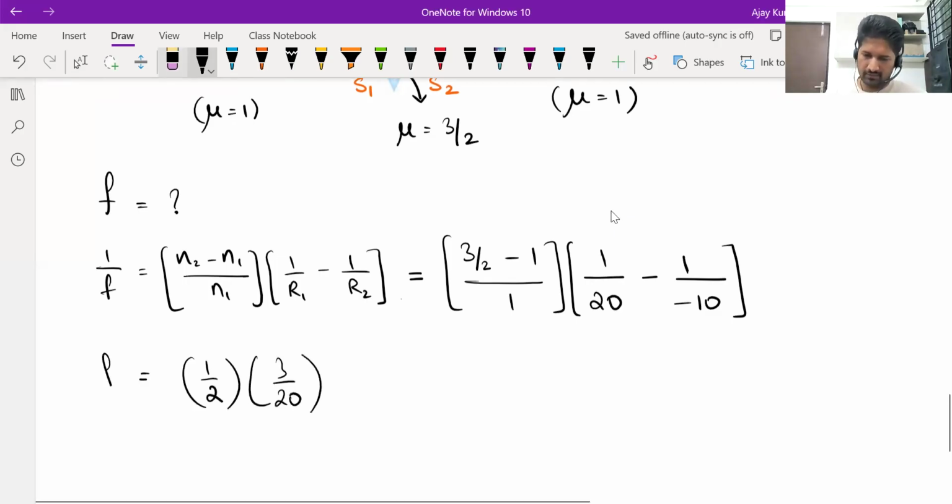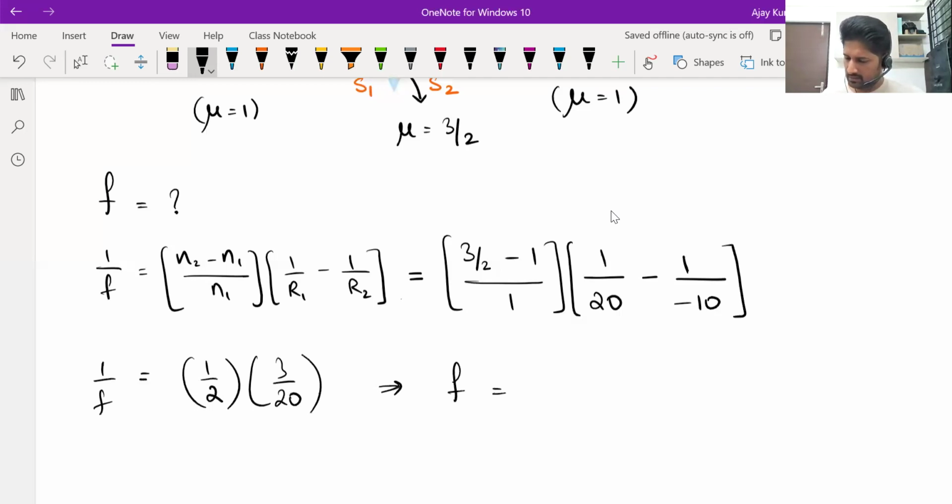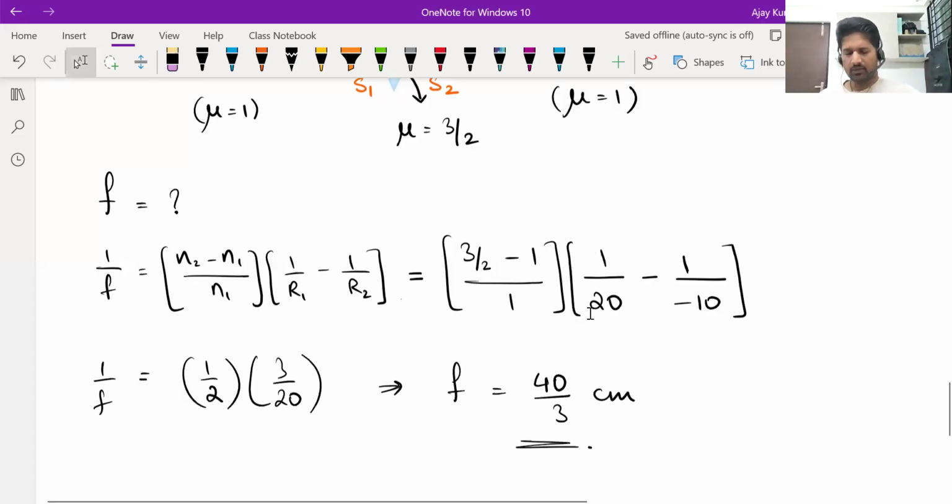That's 1 by f. Therefore, the focal length of this lens is 40 by 3 centimeters. That is 13.33. Okay, now we got a positive focal length. What does this mean? This means the parallel rays, after passing through the lens, meet on the positive side.